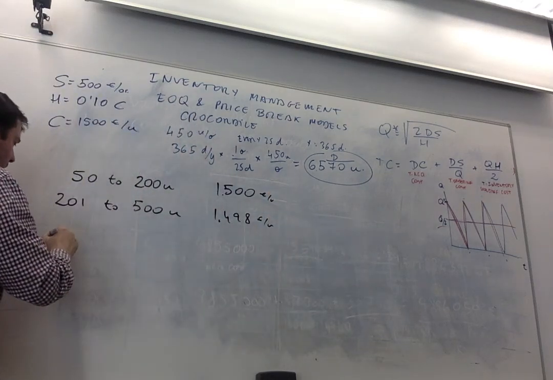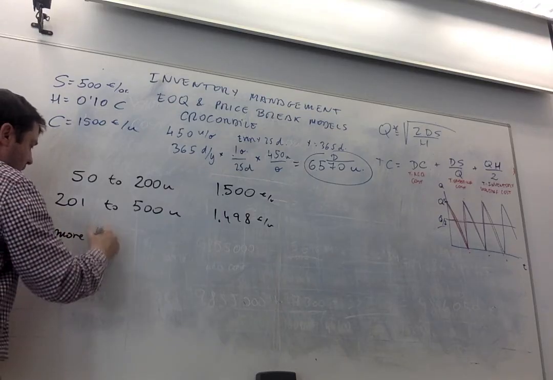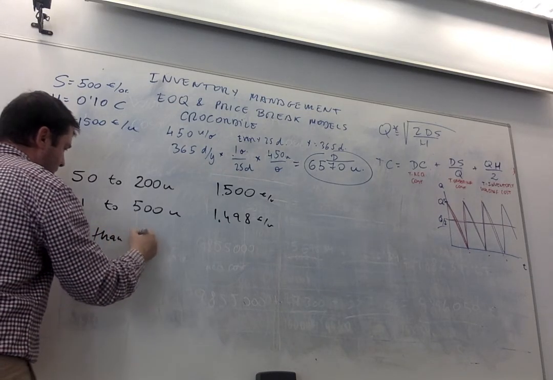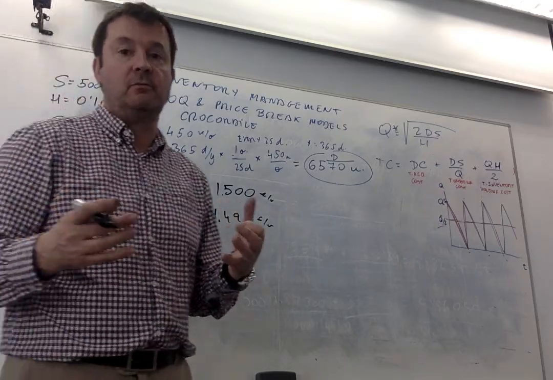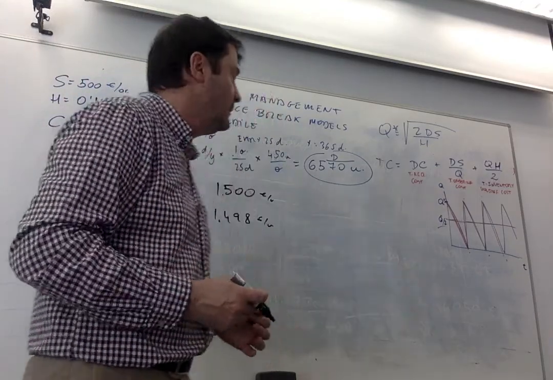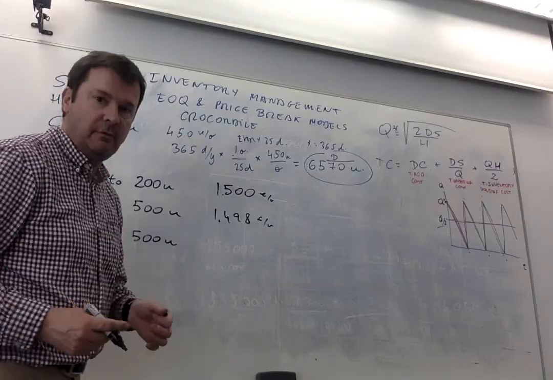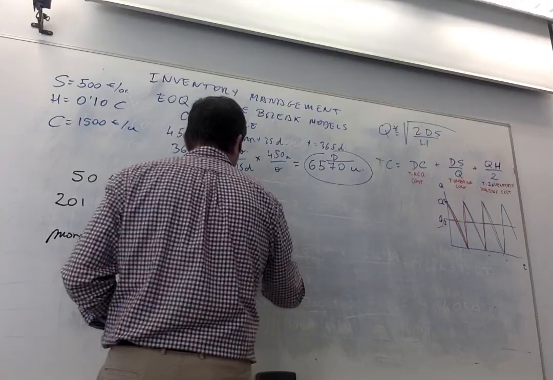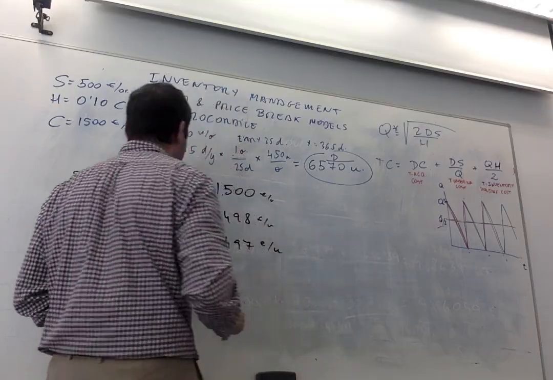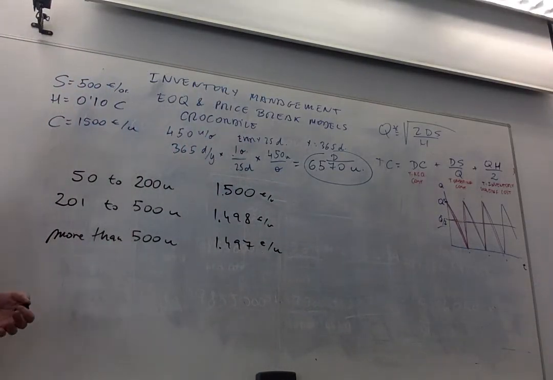If it's more than 500 units, if we're talking about physical objects, this would mean 501. Okay? 501, the price will be 1,497 euros per unit. So now, which is going to be the order size?